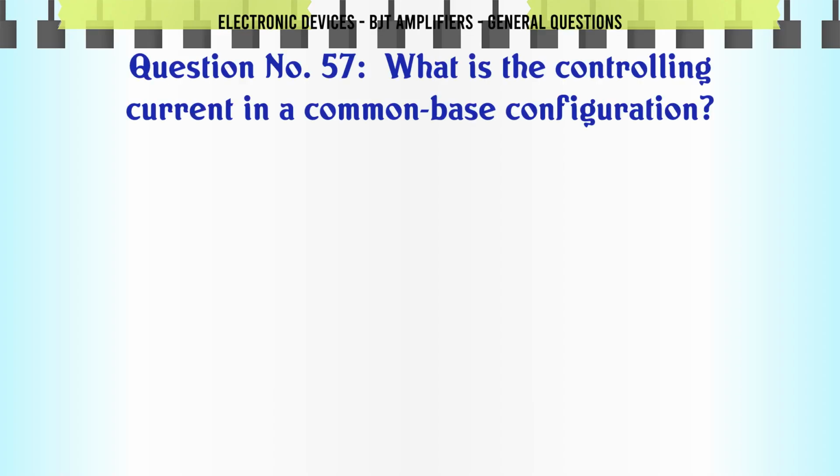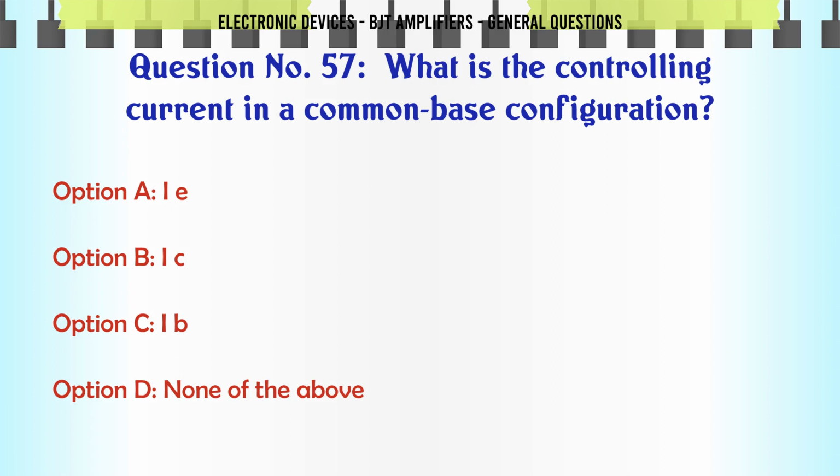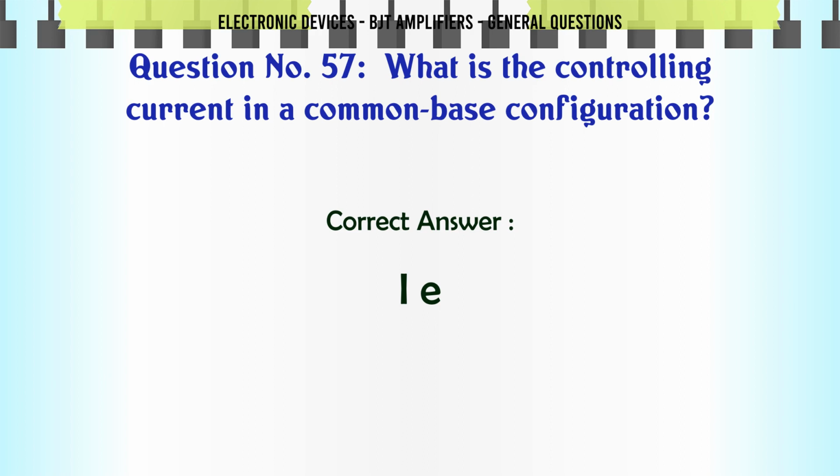What is the controlling current in a common base configuration? A. IE. B. IC. C. IB. D. None of the above. The correct answer is IE.